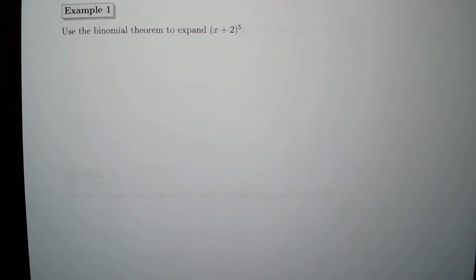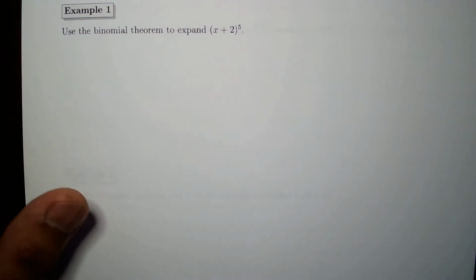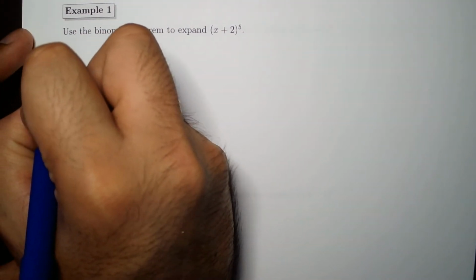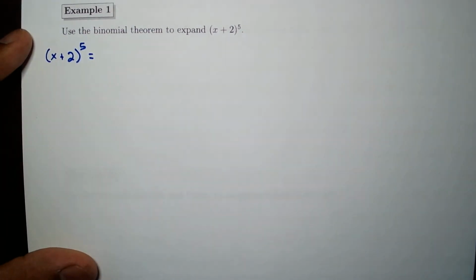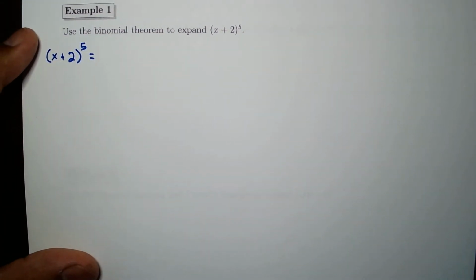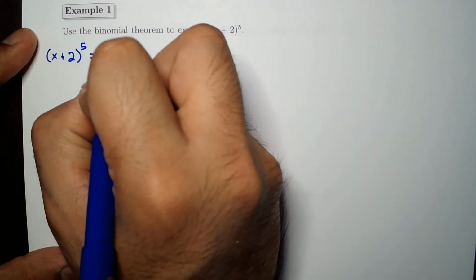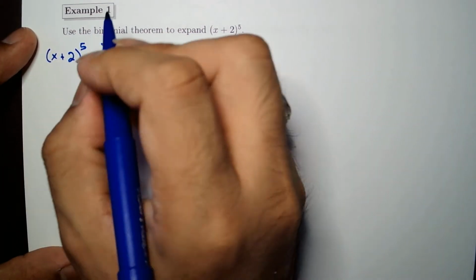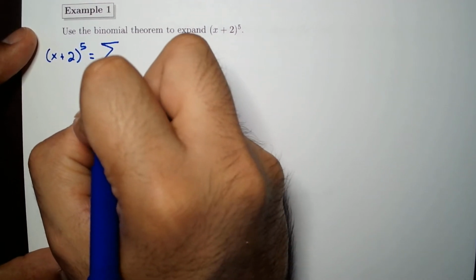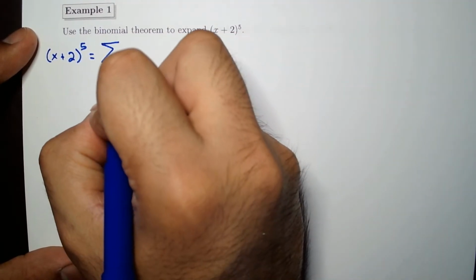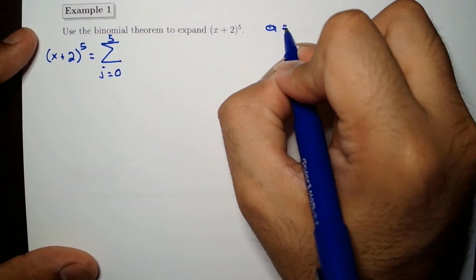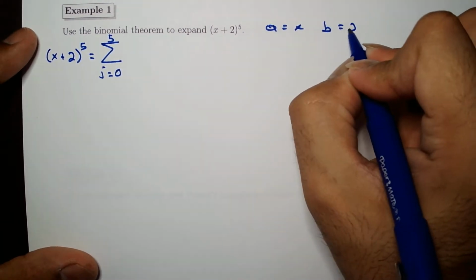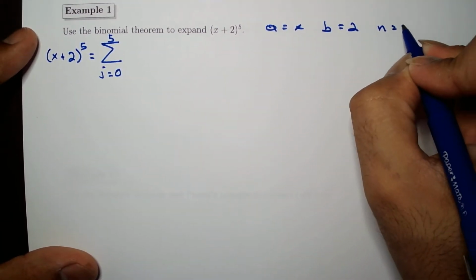Alright, so what are we going to do to raise x plus 2 to the 5th power? Well, number one, x plus 2 to the 5th power. So this will be the sum from j equals 0 to n equals 5. So notice a equals x, b equals 2, and n equals 5.